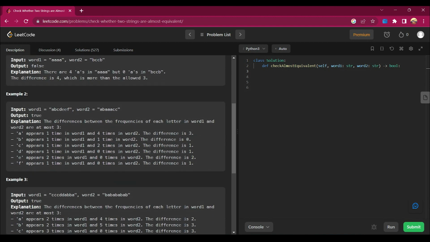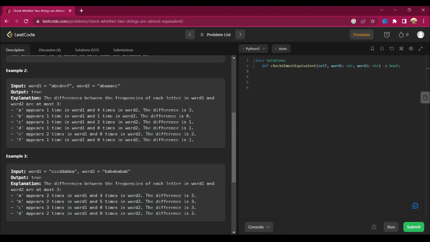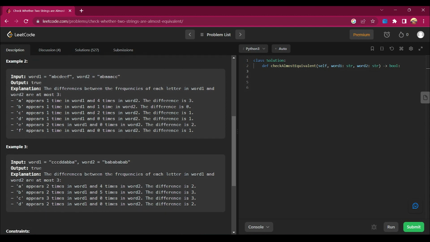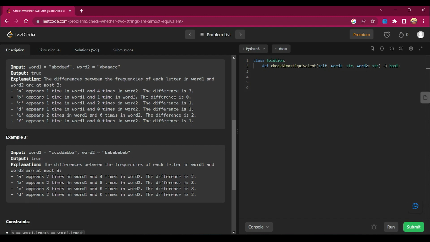If you haven't understood this, let's move on to example number 2 and example number 3 as well. Let's understand it with the help of examples 2 and 3. We have word1 as abcdeef, and word2 has abaacc. So we have to check the differences between them.